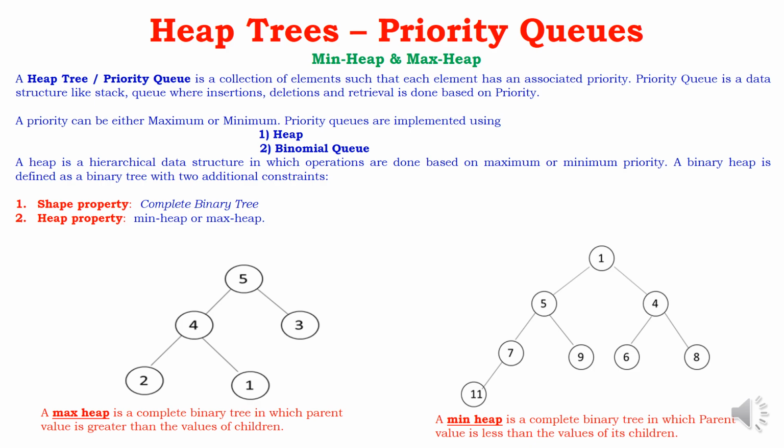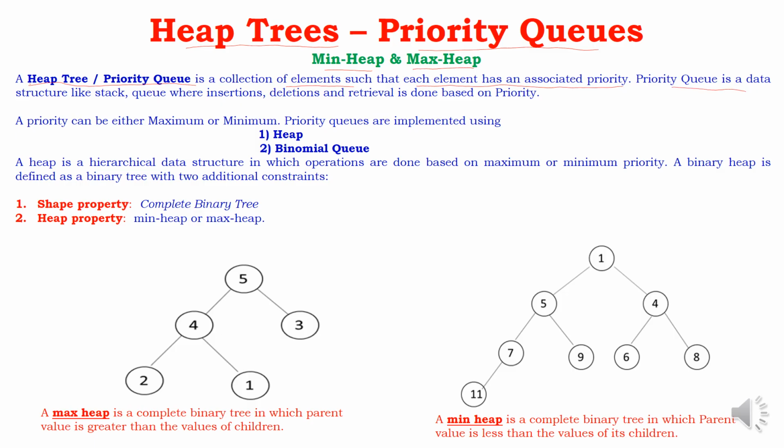Today we are going to discuss heap trees or priority queues. That is the study of min heap and max heap. First of all, what is a heap tree? A heap tree or priority queue is a collection of elements such that each element has an associated priority.